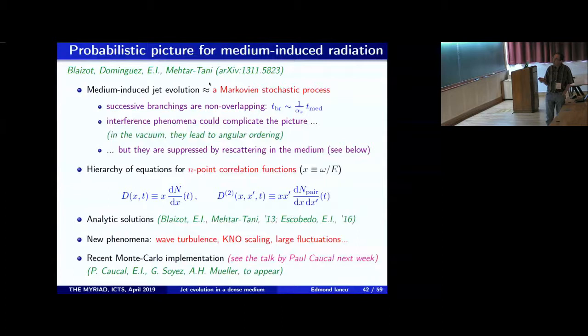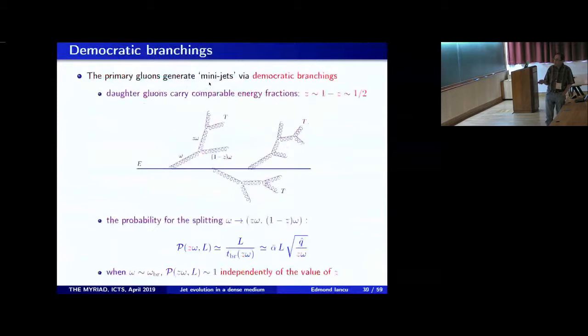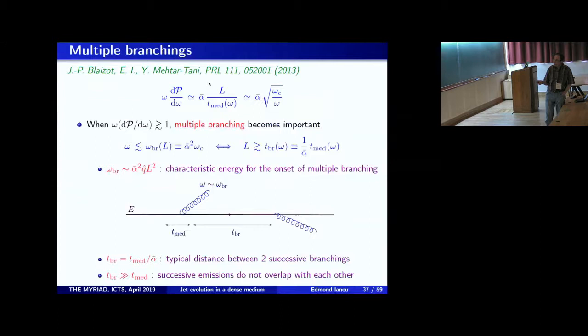Why is it Markovian? Because the successive emissions are independent from each other. There are two arguments on that. First, the successive branchings are not overlapping. They're not overlapping because, as I try to emphasize here, the typical time between two successive emissions is much larger, by a factor of 1 over alpha s, than the typical duration of a single emission. So these emissions don't talk to each other, at least not in the sense of formation time. They don't overlap in formation.